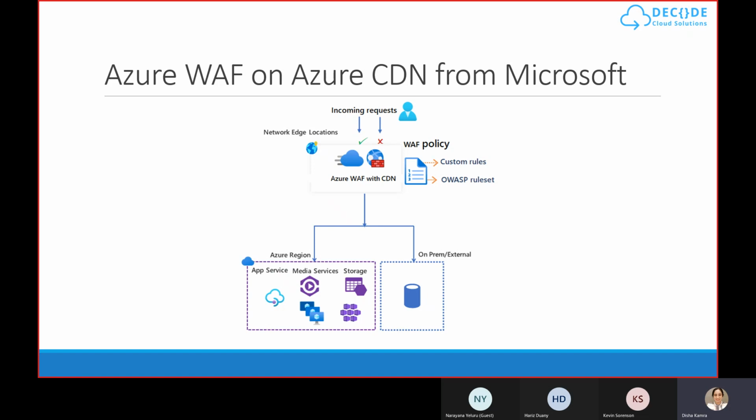So WAF on Azure CDN again is a global and centralized solution which is deployed on a network edge around the globe, and of course it provides you the policy which can easily link to your CDN endpoint in your subscription. How does this work? If you are able to see, there are incoming requests which, based on the web policy, the custom rule or whatever rule set you have defined, it will check what is authorized, what is not. You define that rule and accordingly it will pass on the traffic to the web services and the CDN content.